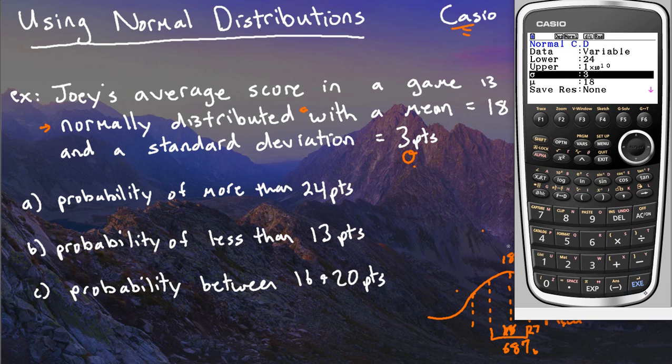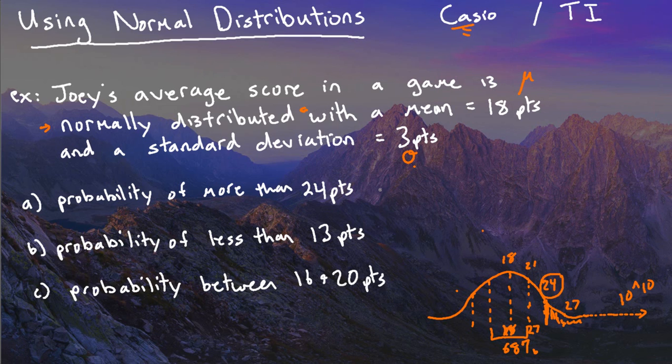And everything's already plugged in, so we'll just press enter until we get it. Now we get a very small percentage right here. This is 0.0227. That's the decimal version. If I wanted the percent version, which sometimes they ask for, that's 2.27%.